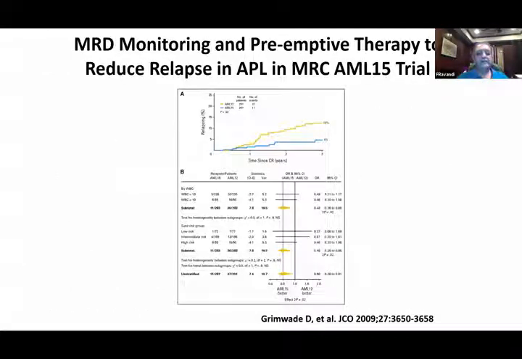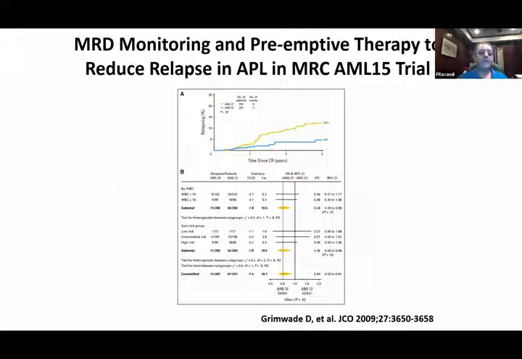Dr. Grimwade in the UK did this other very important publication, showing that if you monitor for persistent residual disease or recurrent residual disease by PCR for PML-RAR alpha, and if you detect it and then use arsenic trioxide, you can clearly prevent overt relapse and actually improve outcomes.